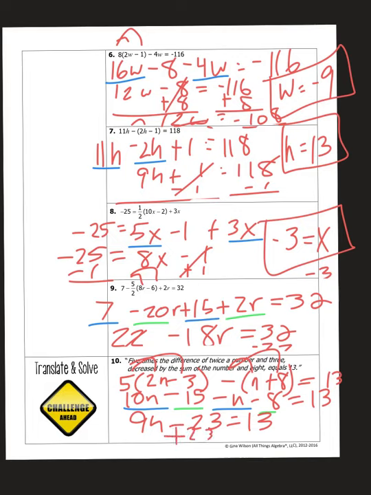Add 23 to both sides. 9n equals 36, and then divide by 9. n equals 4. Yay! Go back and watch that one again.